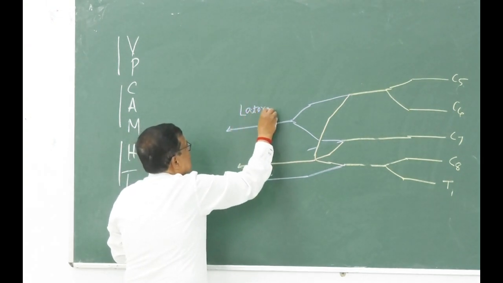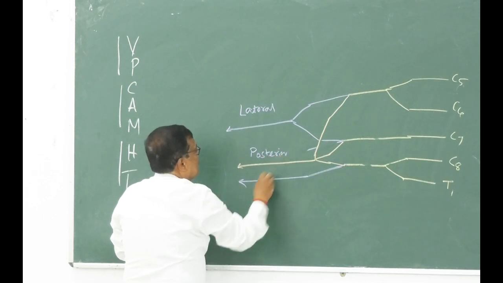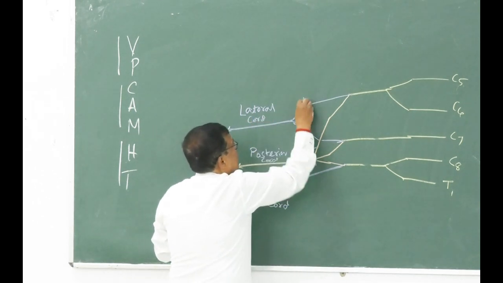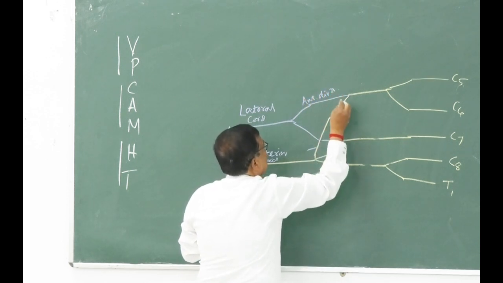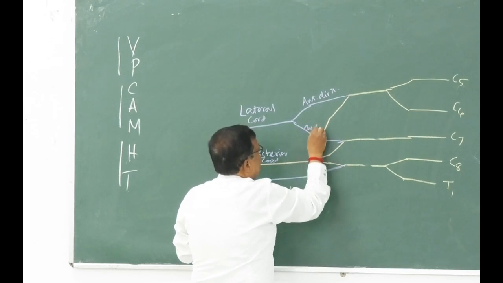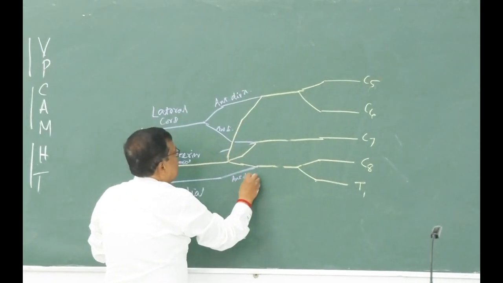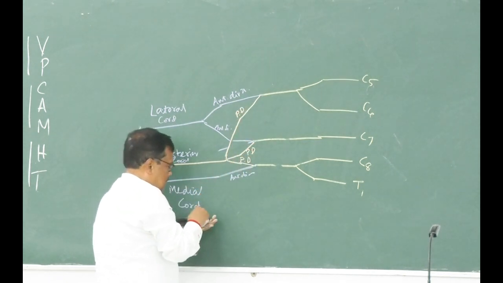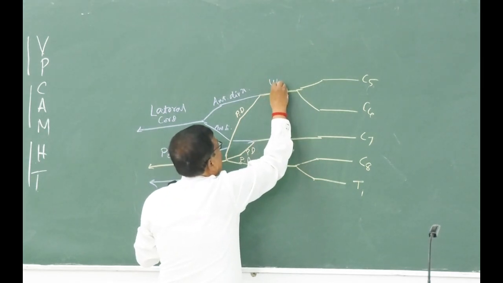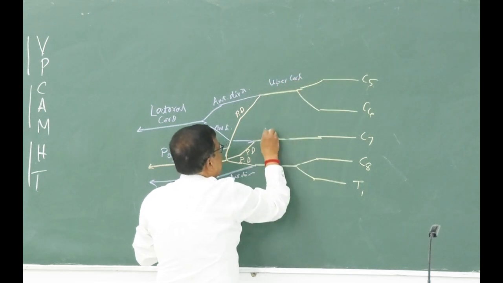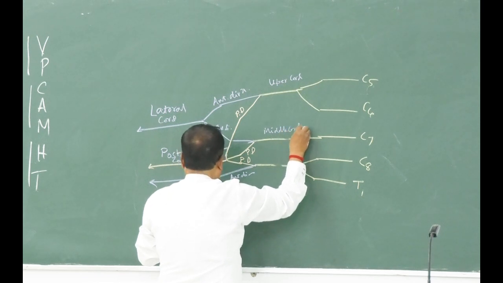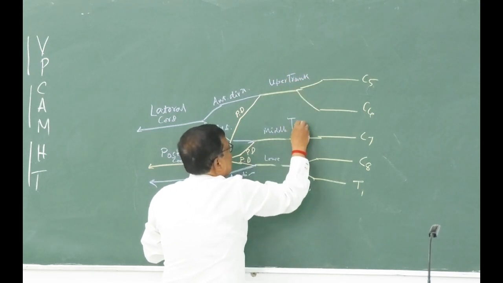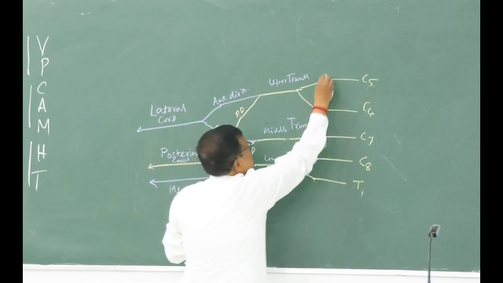So this is the lateral, posterior, and this is the medial cord. Anterior division, anterior division. This is the posterior division. This is the upper cord, middle cord, lower cord. Upper trunk. These are the roots.